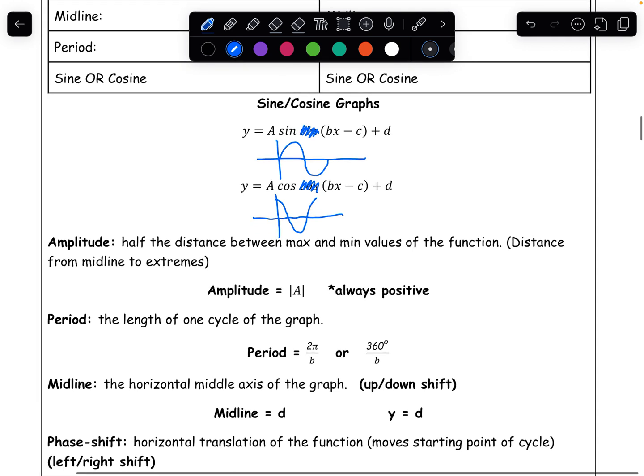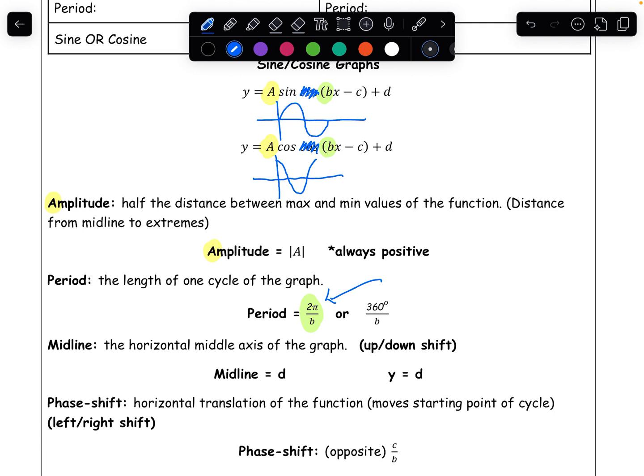So your amplitude, it's always positive. It's your A value. So A stands for amplitude. Period is the length of one cycle, so it's your B value. So it's 2 pi divided by b. Now, sometimes you can have it in degrees. You more will see it in radians, if anything.